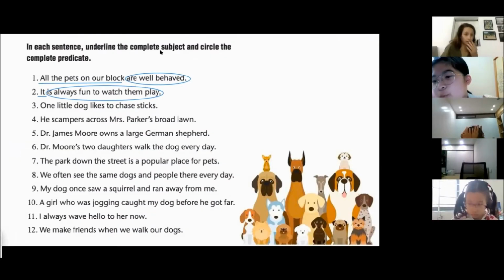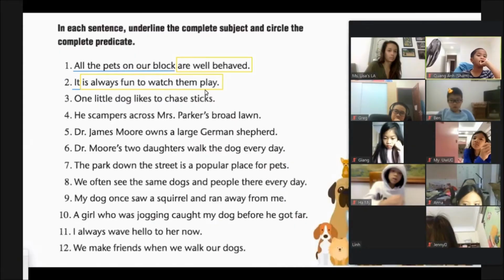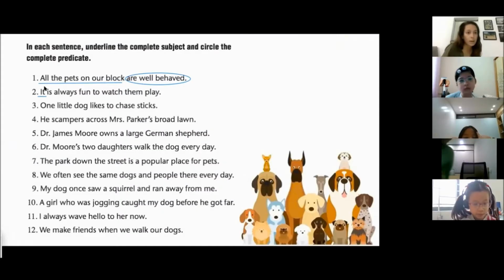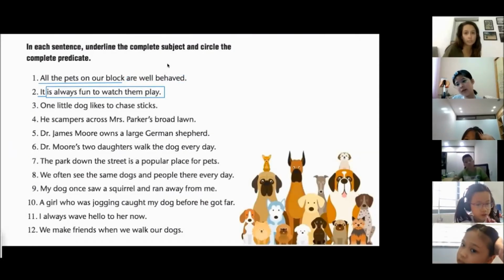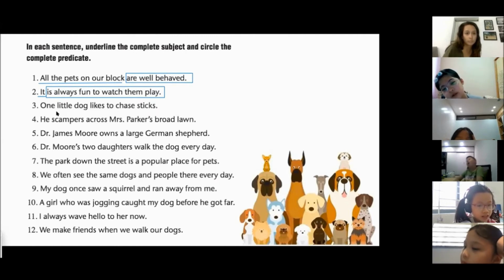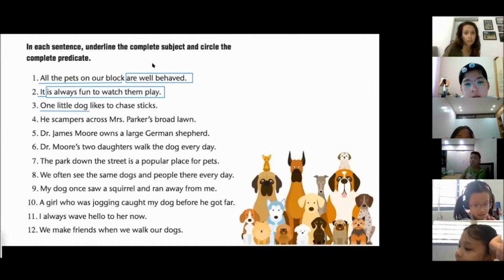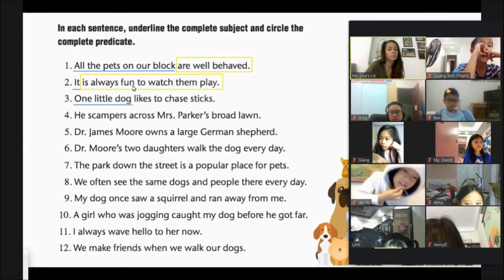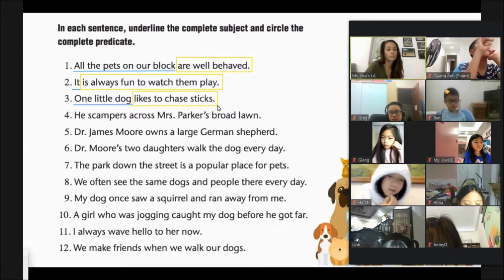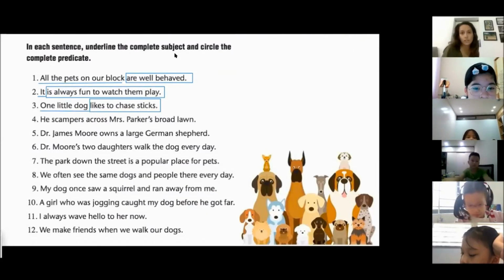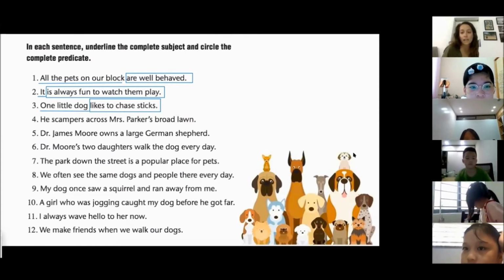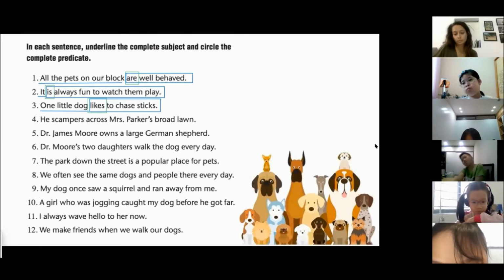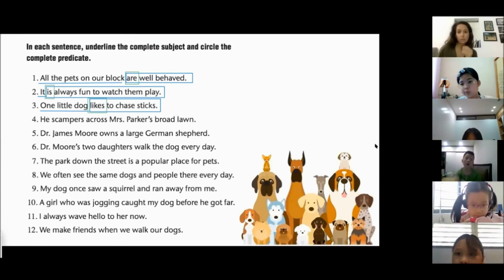Can you read number 3, please? One little dog likes to chase sticks. What is our complete subject? One little dog. And what's our complete predicate? Likes to chase sticks. Yep, perfect. So notice in each of these sentences, our complete predicate starts with what kind of word? It is a verb. Yep. So complete predicates start with verbs.